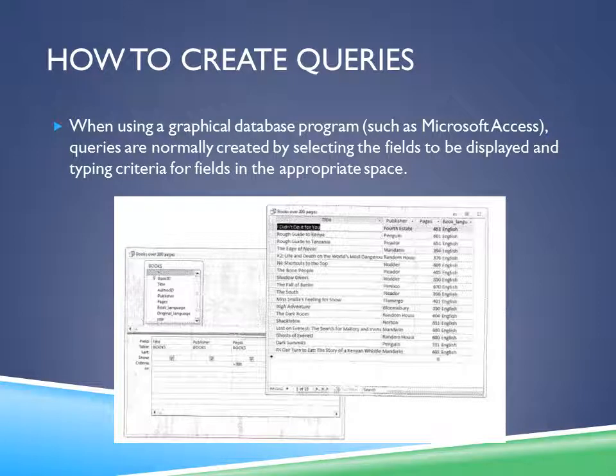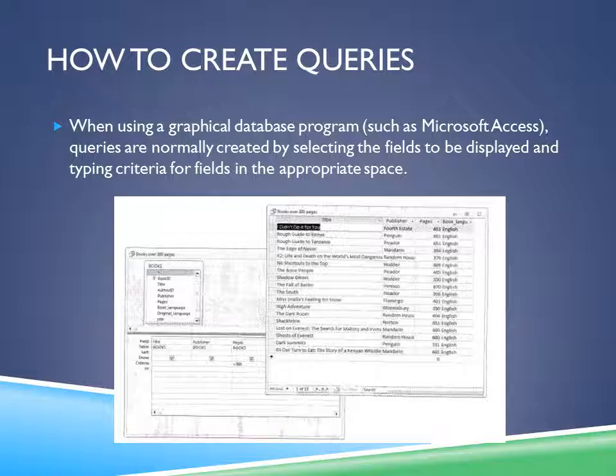How to create queries. When using a graphical database program such as Microsoft Access, queries are normally created by selecting the fields to be displayed and typing criteria for fields in the appropriate space. AND queries are created automatically by entering criteria for more than one field, while OR queries are created by listing several criteria for one field.